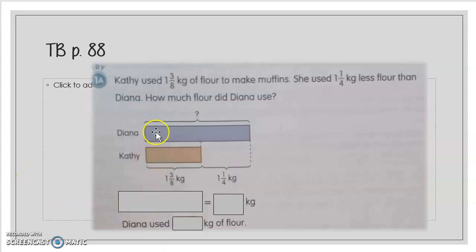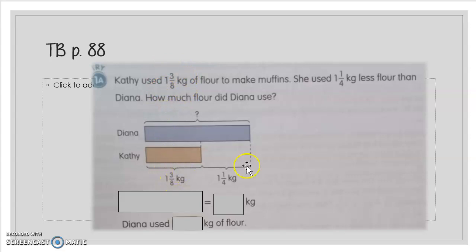Okay, this one. Kathy used 3/8 kilogram of flour to make muffins. She used 1/4 kilogram less flour than Diana. How much flour did Diana use? So from the model, because Kathy used less than Diana, of course Kathy's bar will be shorter than Diana's, right? So it will be like this.